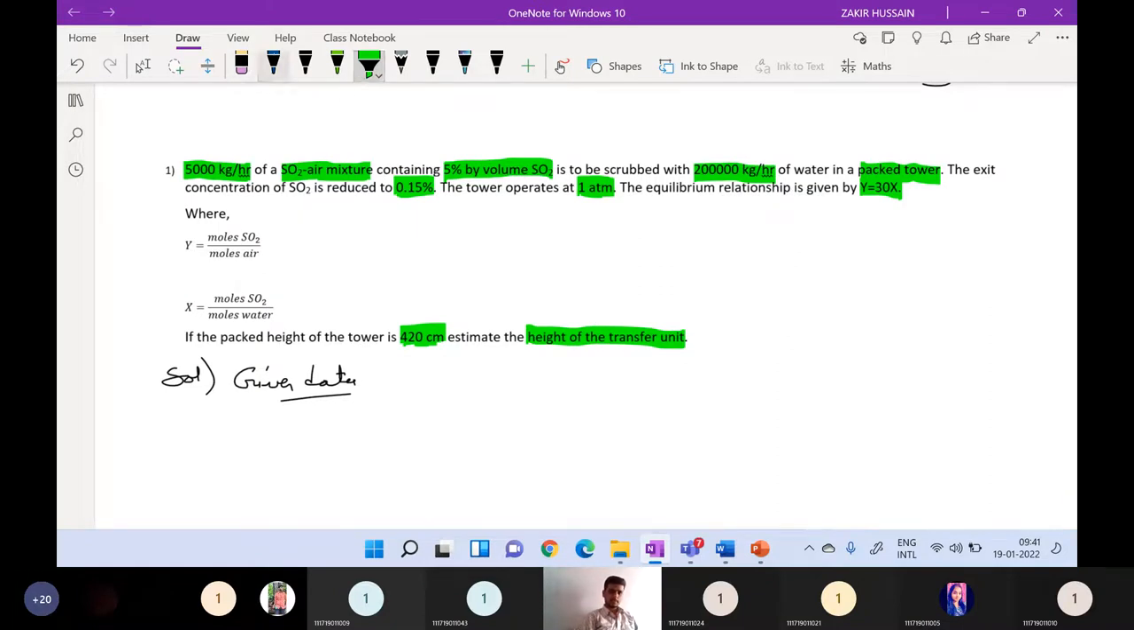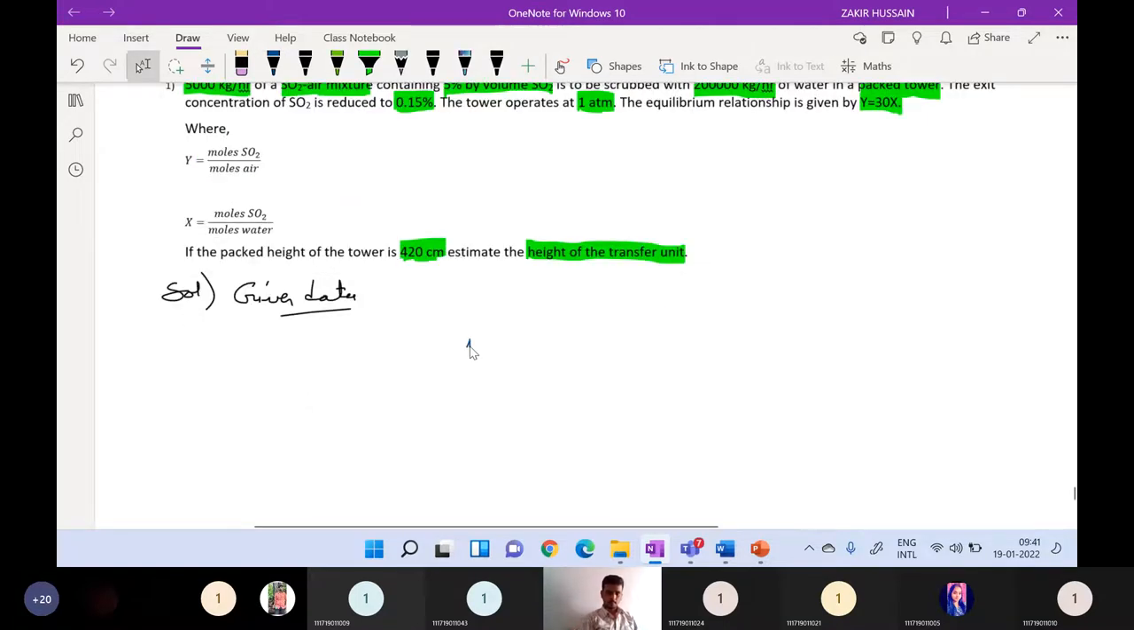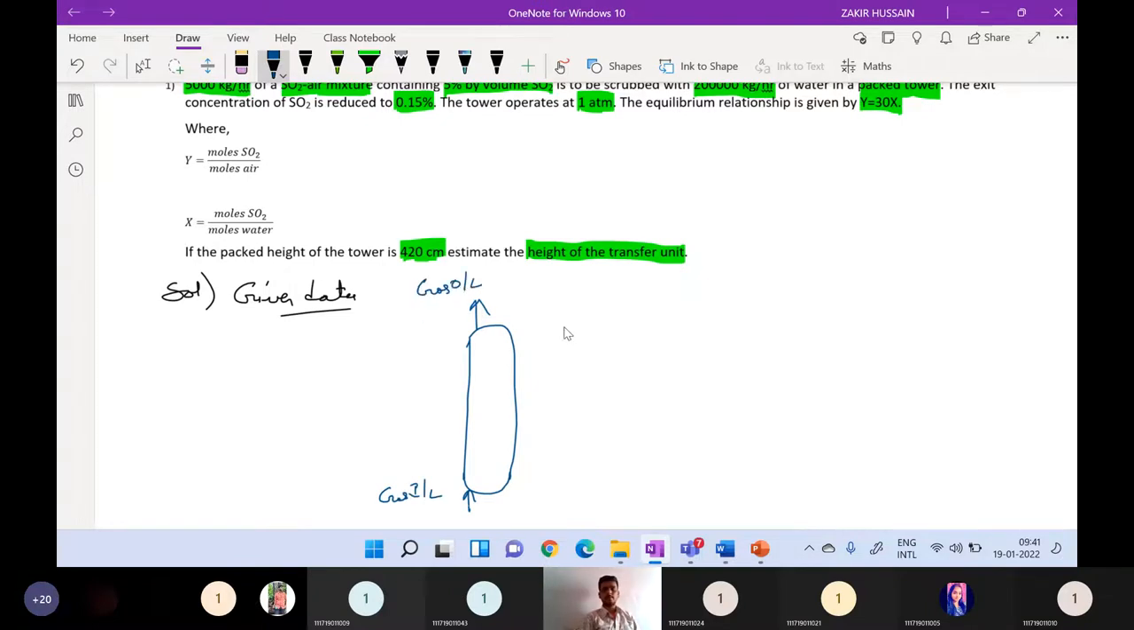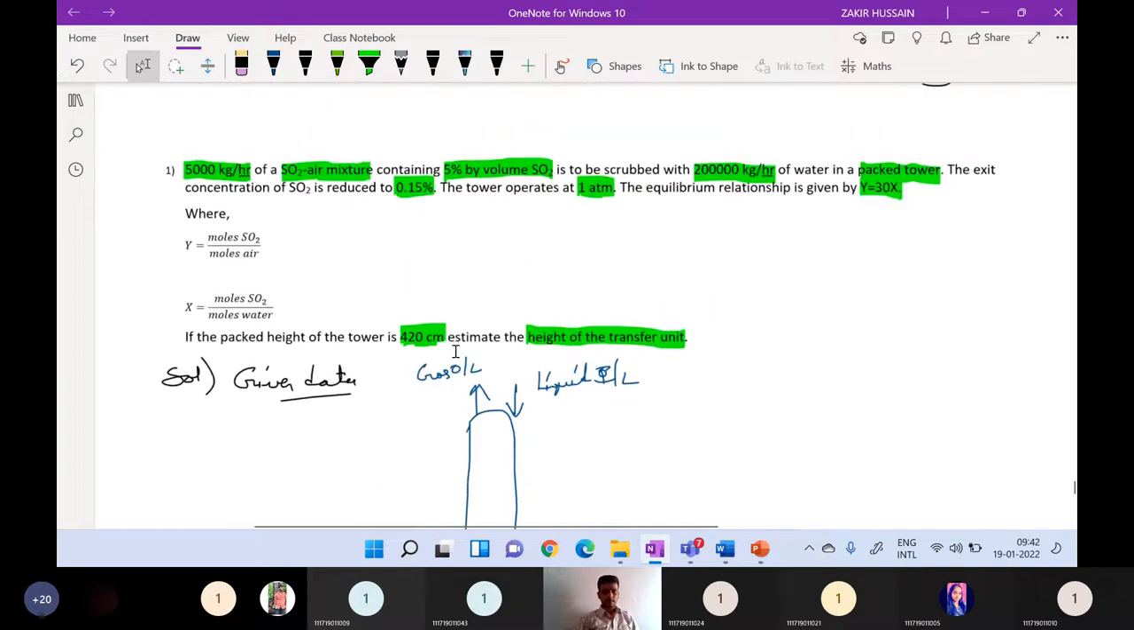Okay, so let us write the given data first. A tower is there, which is a packed tower. In this packed tower, there will be a gas inlet here, and here the gas outlet will be there. The liquid inlet will be there at the top, and this is the liquid outlet. So now we have the gas inlet and outlet, and the liquid inlet and outlet.